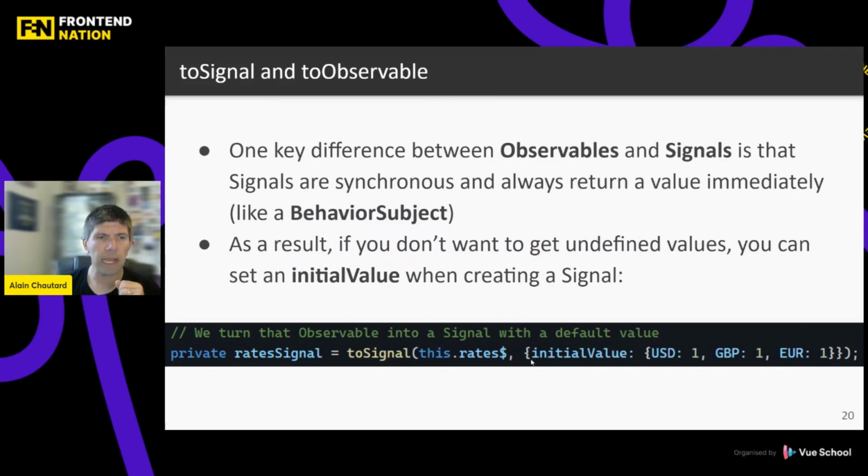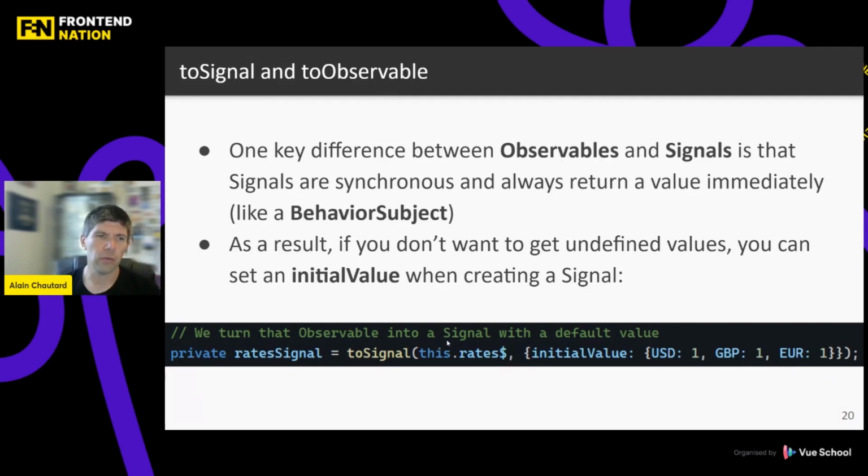And we might want to have a default value for that signal, because the thing with an HTTP request is that it's asynchronous. And because it's asynchronous, there's a short amount of time during which we don't have any data for it. So it would be undefined. If we want to avoid that and never have to deal with undefined values, then we can pass an initial value for that signal. So here we pass an object with default exchange rates that are all at 1, for instance. So USD 1, GBP 1, Euro 1.